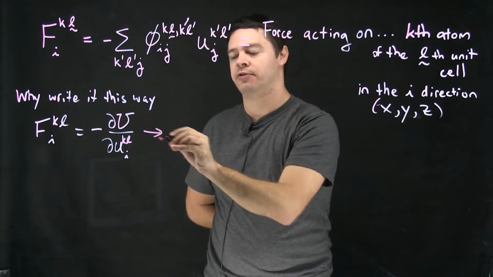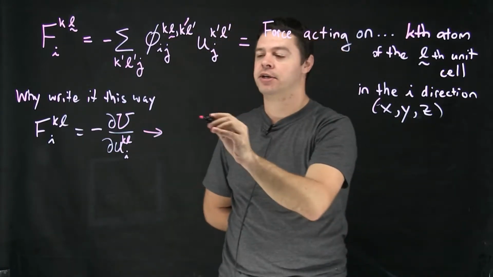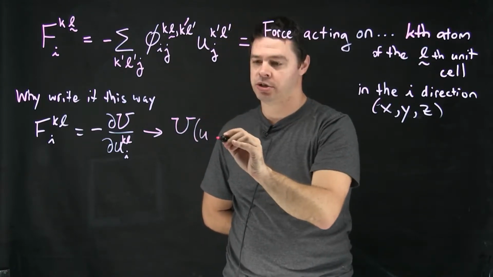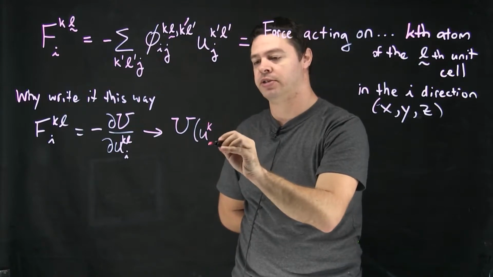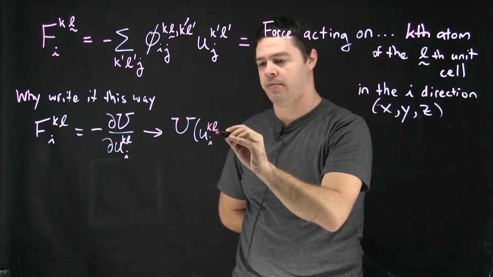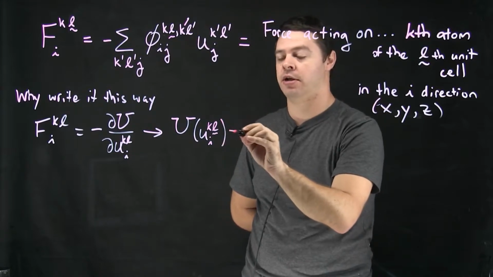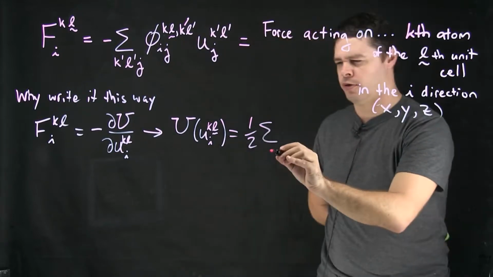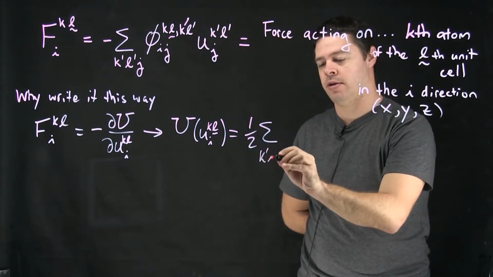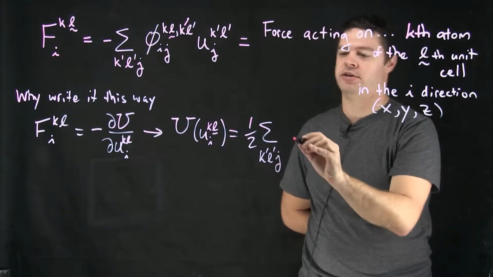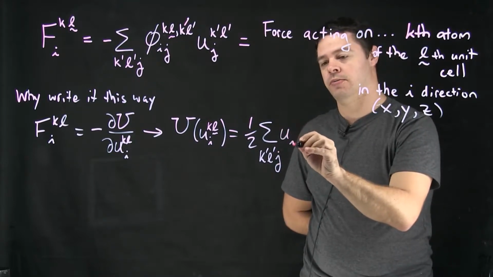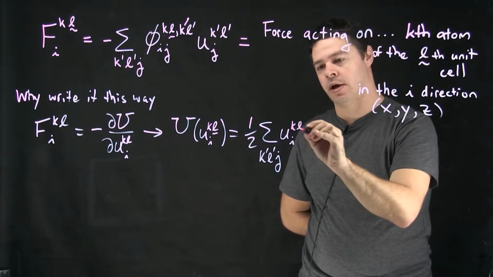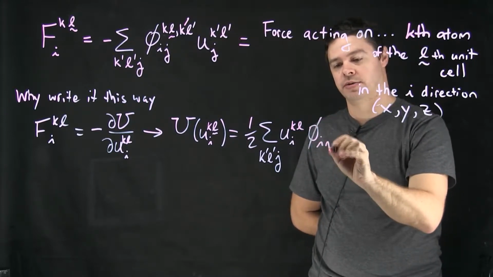And you can see that basically this implies that the change in potential energy associated with displacing atom kl in the ith direction works out to be half times the sum over k prime, l prime in the jth direction of u, I'm going to write it out and then I'll prove it. K, L, whatever those force constants were.